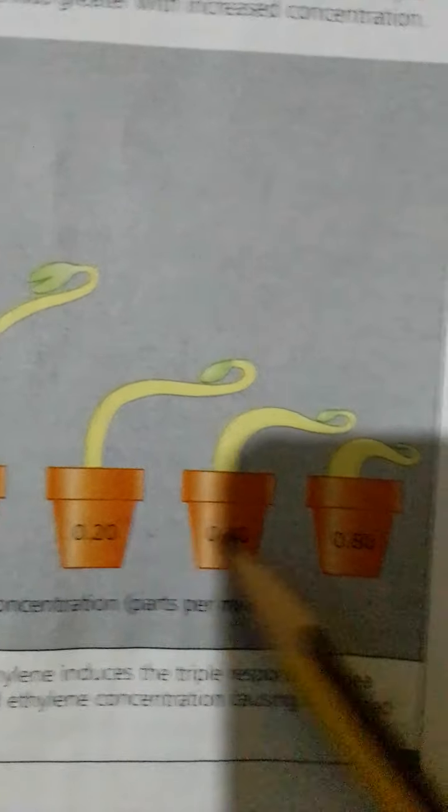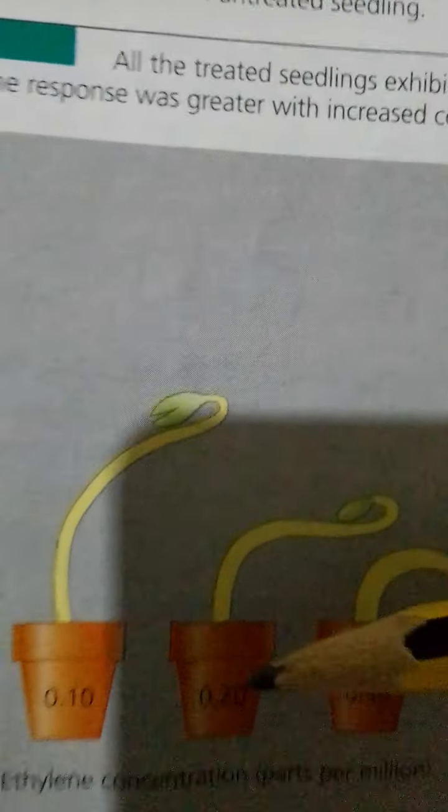Conclusion. Notice the ethylene concentration in parts per million. Ethylene induces the triple response in pea seedlings, with increased ethylene concentration causing increased response.